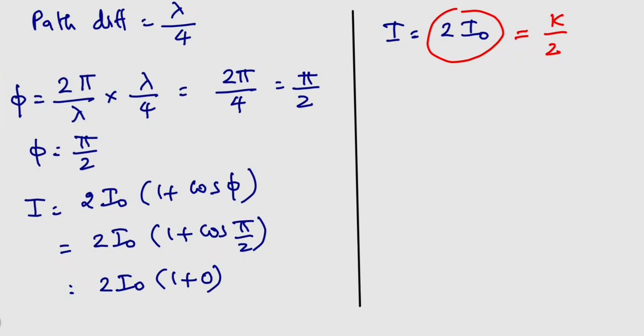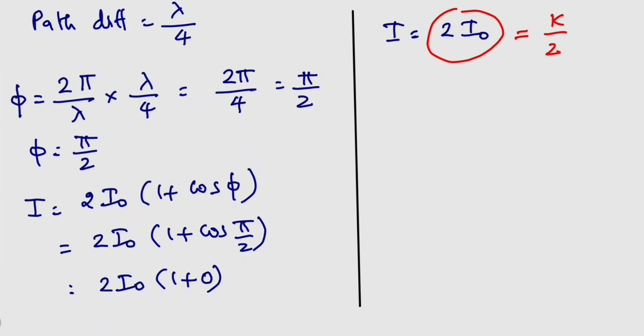See, I have made the calculations for lambda by 4. So 2 pi by lambda into lambda by 4, lambda goes off, so pi by 2. So phase difference is pi by 2. Now I have to substitute. I have taken 2 I naught into 1 plus cos phi. This formula itself I have taken. You can take any formula, 4 I naught cos square also you can use, or this also you can use. So cos pi by 2, so cos 90 is 0. So 2 I naught is the intensity.